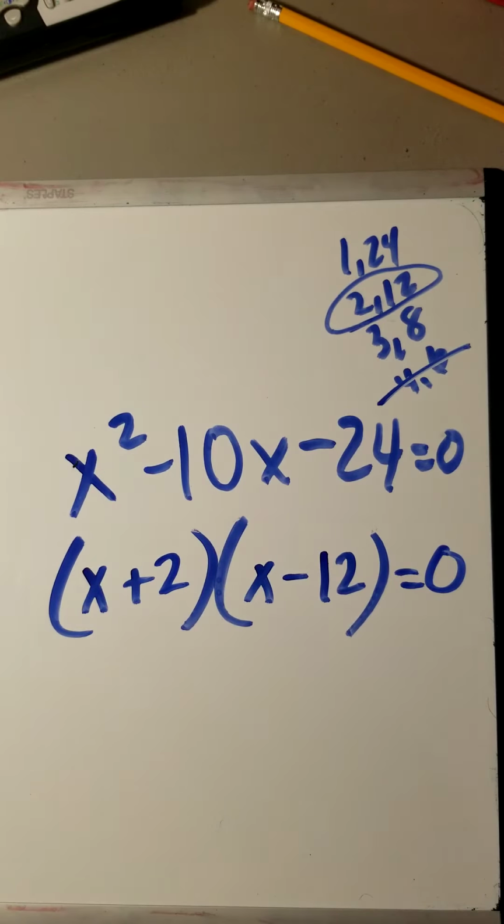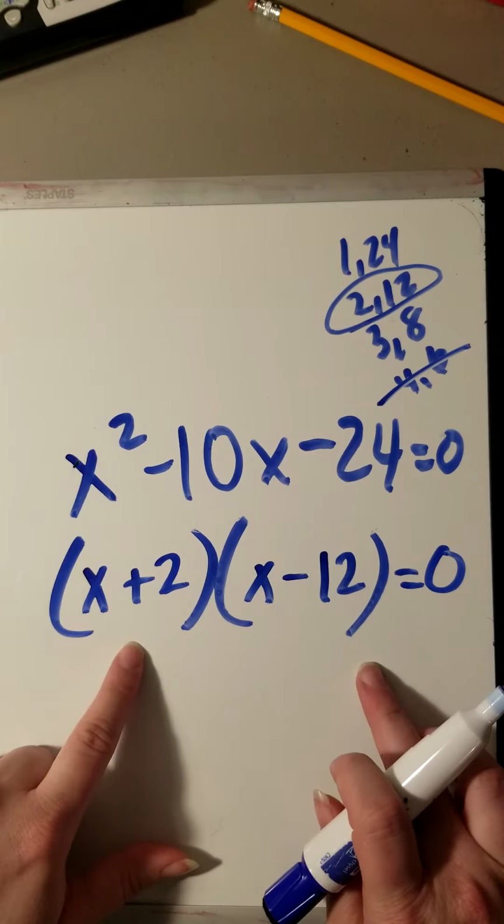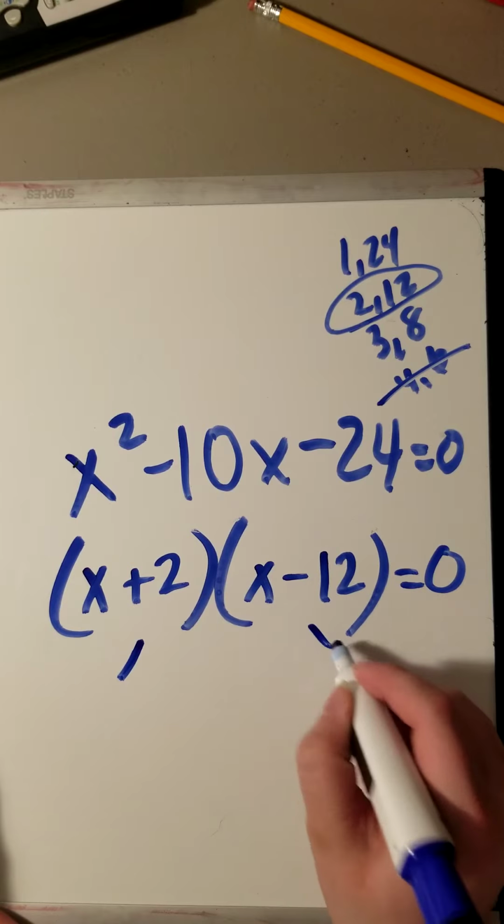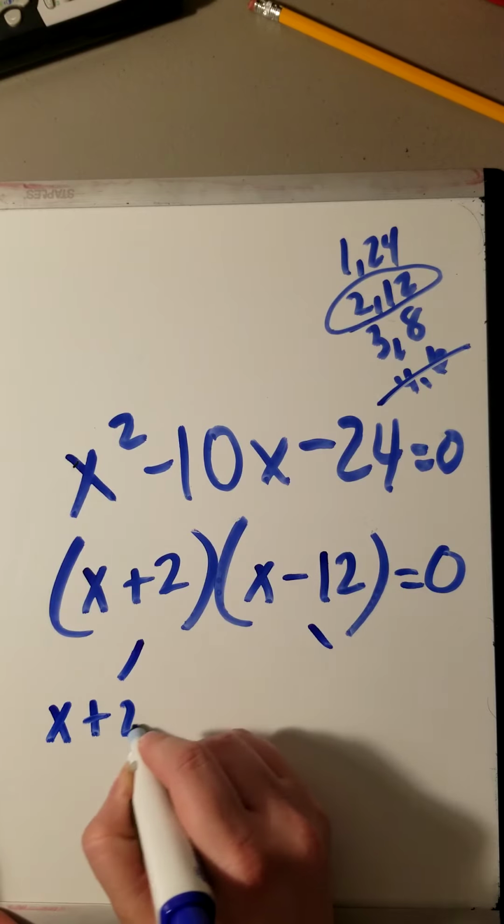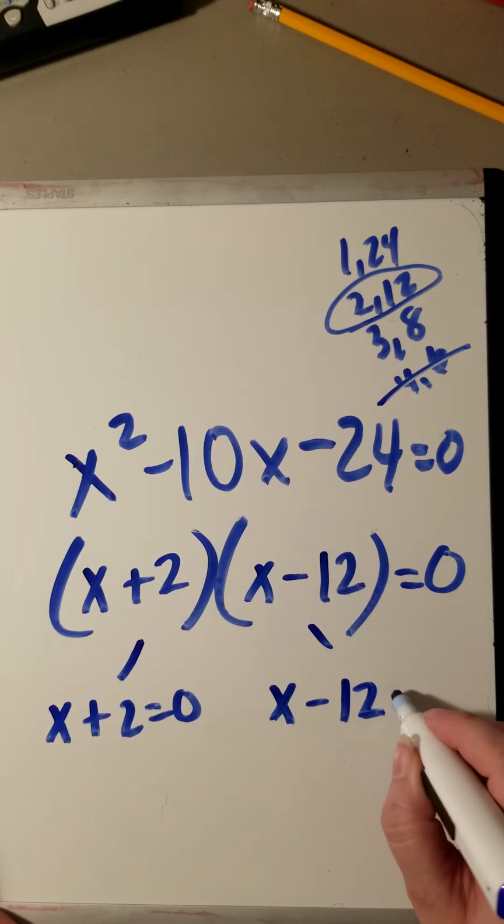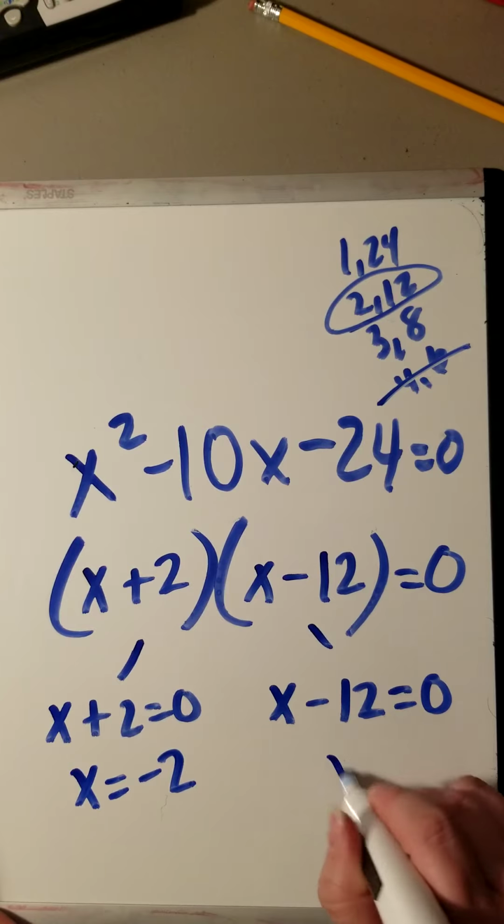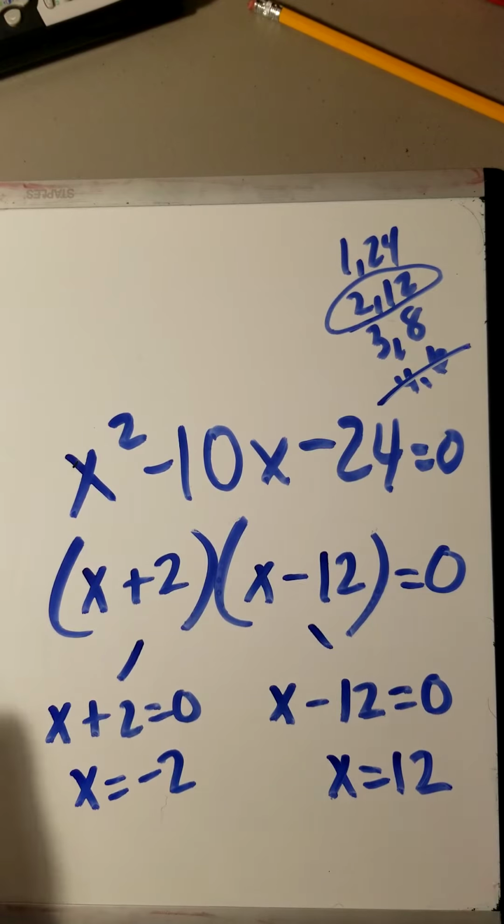And last week we even talked about how now that this is like this, we can use the zero product property to split this up into the two cases of x plus 2 equals 0 and x minus 12 equals 0. So x must be negative 2 and x must be positive 12.